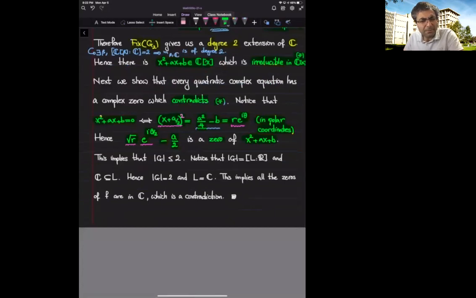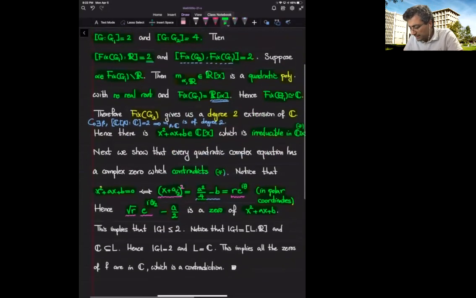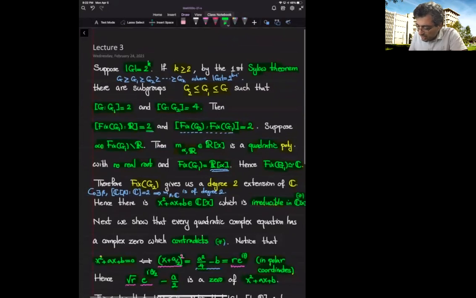So what does this contradiction even mean? This tells me that it's not possible for G that has cardinality 2 to the k to have k at least 2. K should be at most 1.